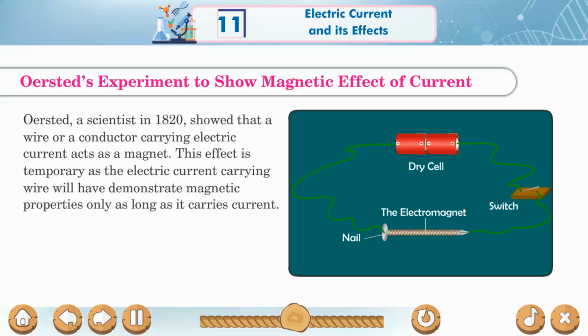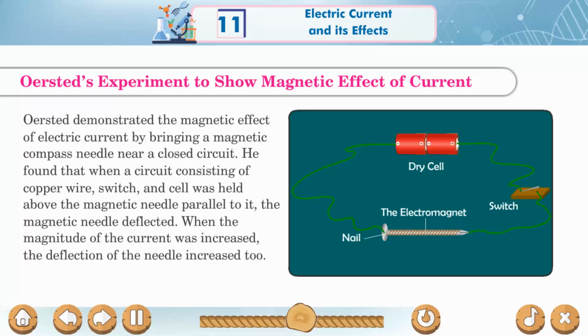Oersted, a scientist, in 1820, showed that a wire or a conductor carrying electric current acts as a magnet. This effect is temporary, as the electric current carrying wire will demonstrate magnetic properties only as long as it carries current. Oersted demonstrated the magnetic effect of electric current by bringing a magnetic compass needle near a closed circuit. He found that when a circuit consisting of copper wire, switch and cell was held above the magnetic needle parallel to it, the magnetic needle deflected. When the magnitude of the current was increased, the deflection of the needle increased too.